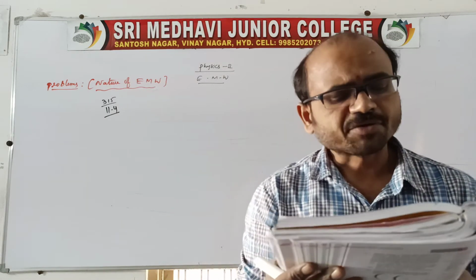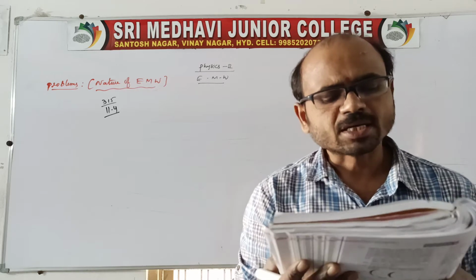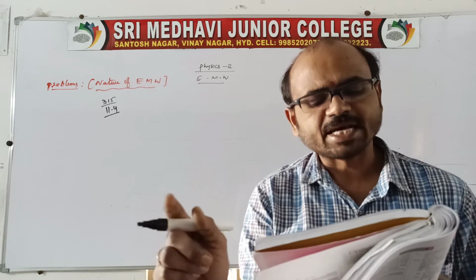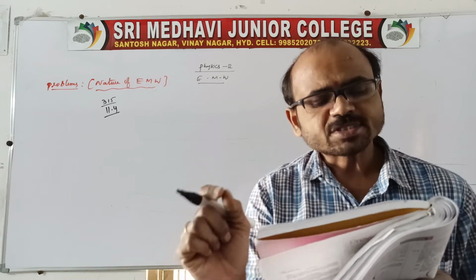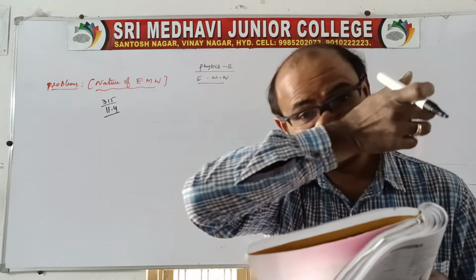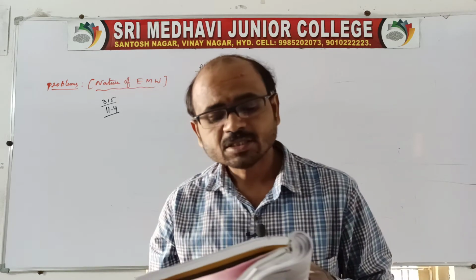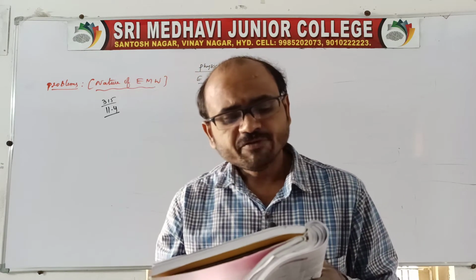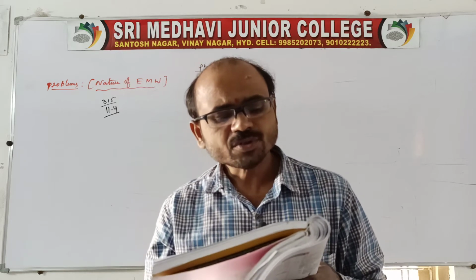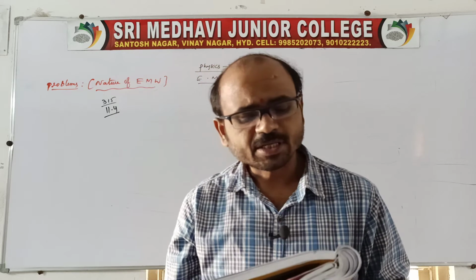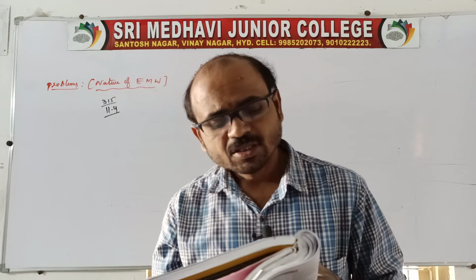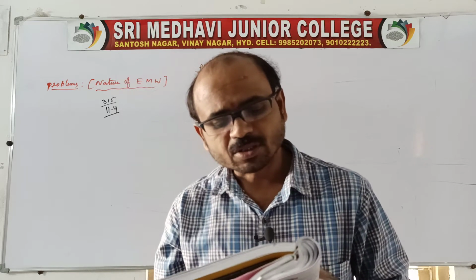A plane electromagnetic wave travels in a vacuum along the z direction. What can you say about the direction of its electric and magnetic field vectors? We need to say the electric field vector direction and the magnetic field vector direction. If the frequency of the wave is 30 megahertz, what is the wavelength? The plane electromagnetic wave has both the electric field vector and magnetic field vector perpendicular to each other, and also perpendicular to the direction of propagation.